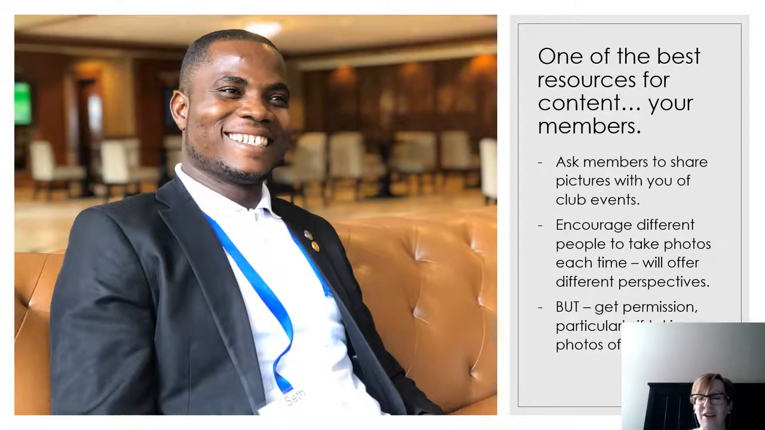So encourage your members to take different pictures at all of the different events. If you have a photographer that is a member, that's even better. Try not to overutilize them, but if there's a big event that you need that professional photography for, ask them to help you. And it's always important to get permission.